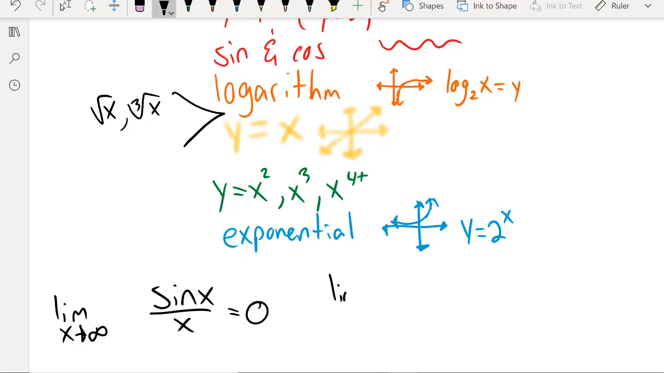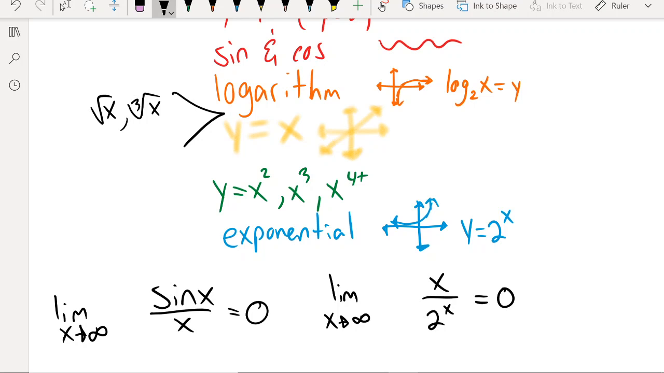Or let's say I did the limit as x goes to infinity of x over 2 to the x, right? So 2 to the x is going to go way faster to infinity than just a regular old line would. So it equals 0.